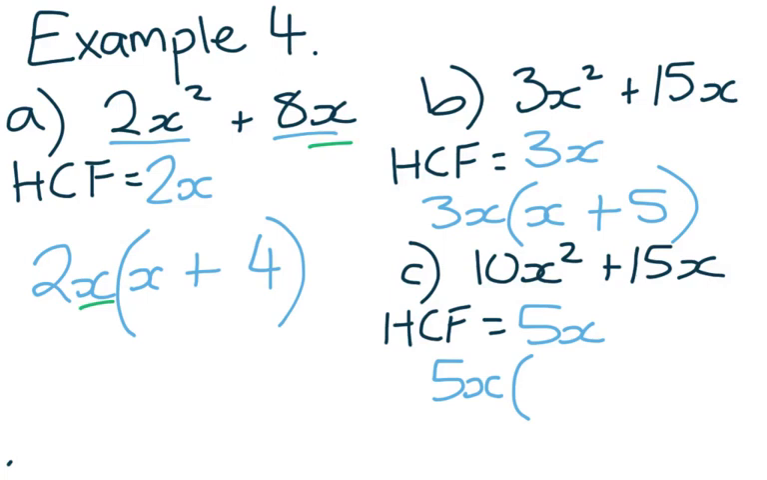So this time we need to do, what did we multiply 5X by to get 10X squared? We know there has to be an X because we need the X squared, and 5 times what gives us 10? 5 times 2. And then again here, 15X divided by 5X is just going to give us 3.